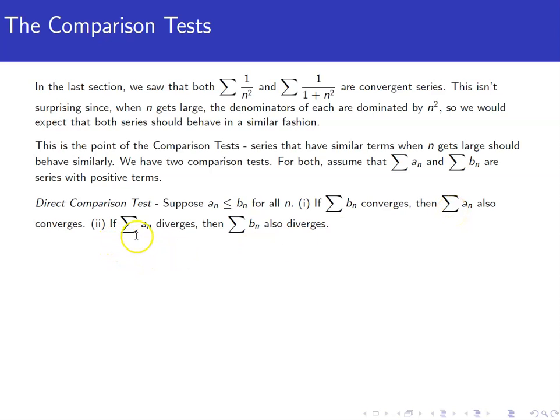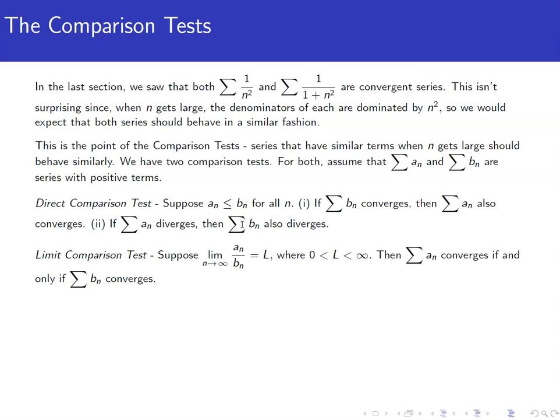Going the other direction, if the series of the a sub n's diverges, then the series of the b sub n's should also diverge. Again, that makes sense if you think about it, and it's the same integral test argument. If this sum goes off to infinity, and these terms are bigger, then this series should also go off to infinity when you start adding those things together. So that's the direct comparison test.